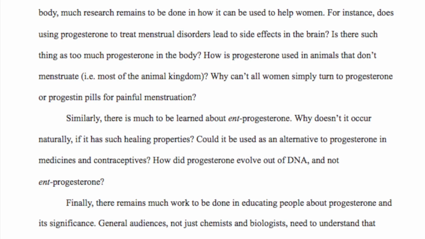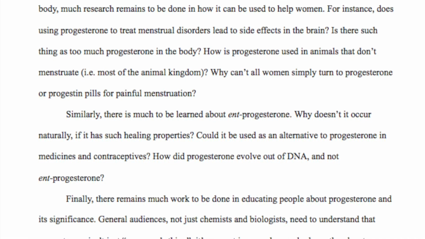That's right, most animals don't menstruate, and it's really unfair that we do. I don't get it evolutionarily.